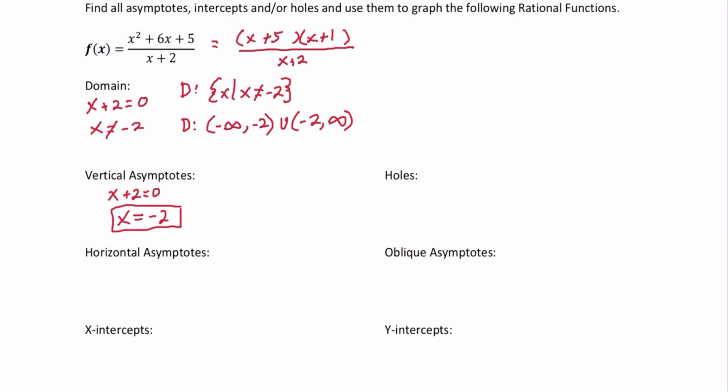To find holes in the graph, we look to see if any factors reduced. And none of them did, nothing canceled, so we have no holes.